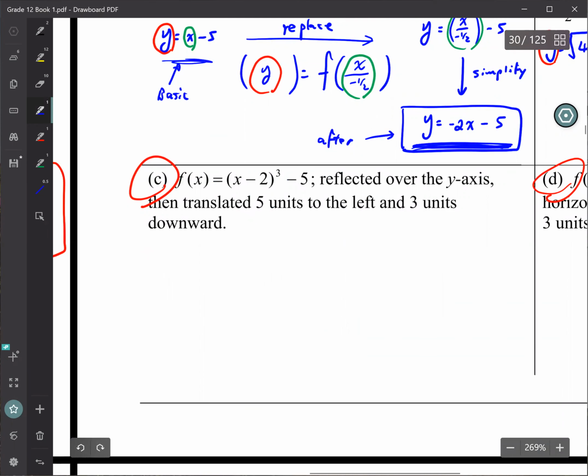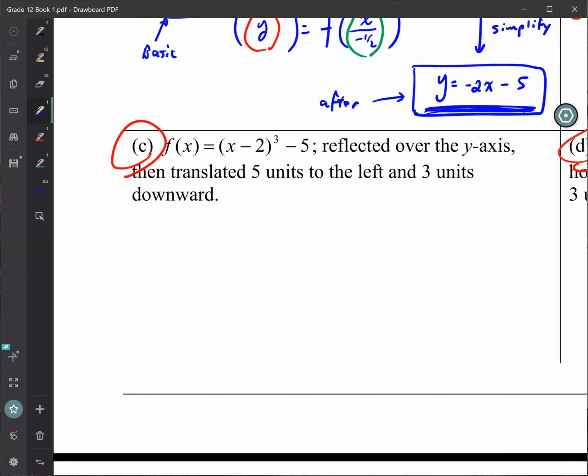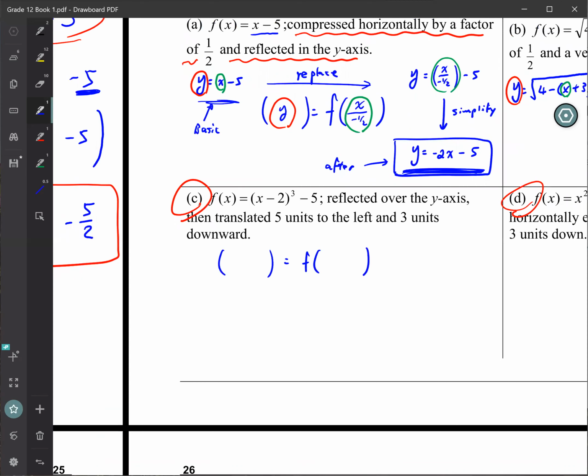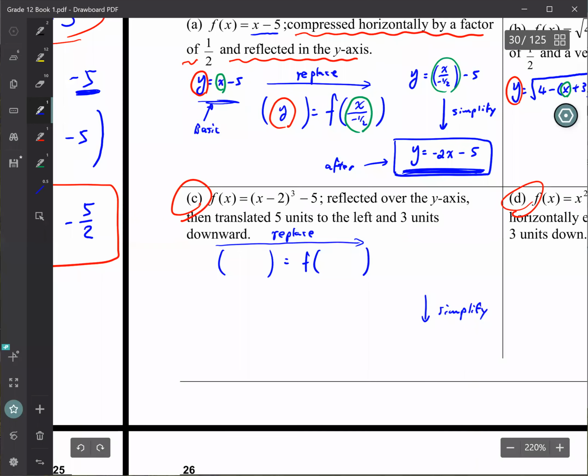Okay, so to do this question, we have to start with the story form. We need to follow the sentence and then write out the story form. Once you have the story form, we will replace, following the same process, and then after that, you will simplify. We're following the same procedure. So we start with y equals x minus 2 cubed minus 5.